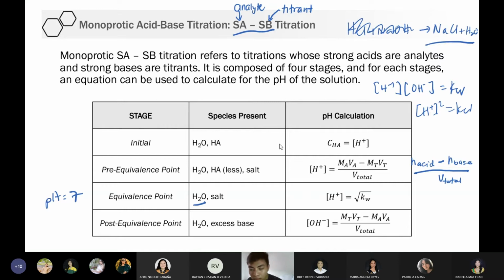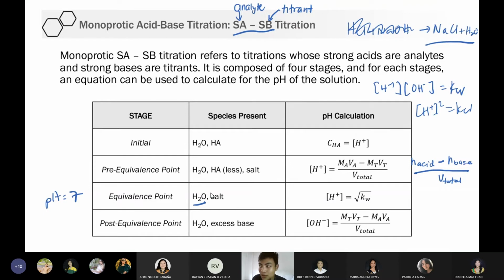Okay? So yan. And then lastly, we are at the post-equivalence point. Anong meaning ng post-equivalence point? Nakalimutan mo isara yung buret. Di patak ng patak yan. Ano mangyayari? Lalagpas ka na sa equivalence point. You will reach the post-equivalence point. Lalagpas ka na eh. Hindi mo enough eh. Okay? So, post-equivalence point yan.